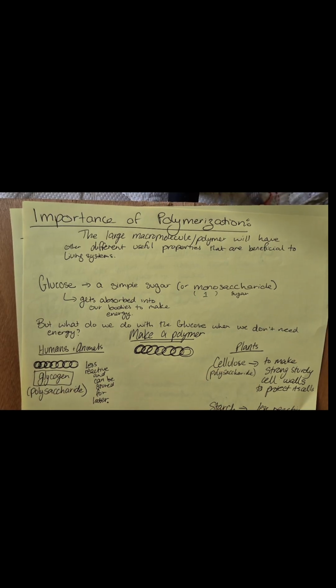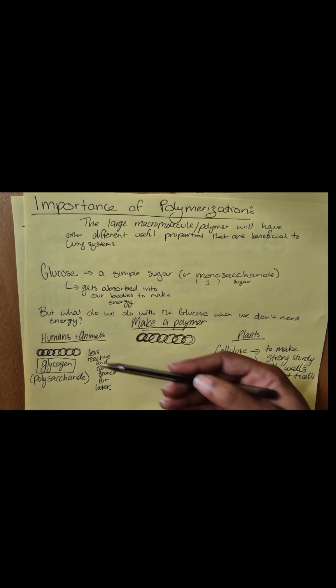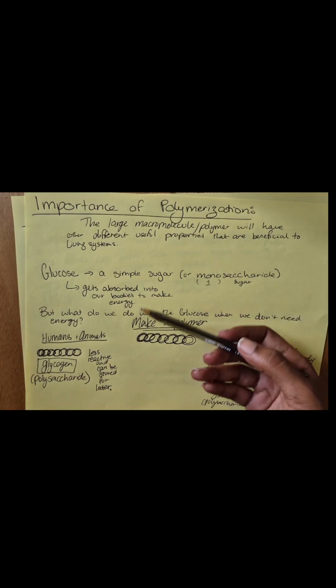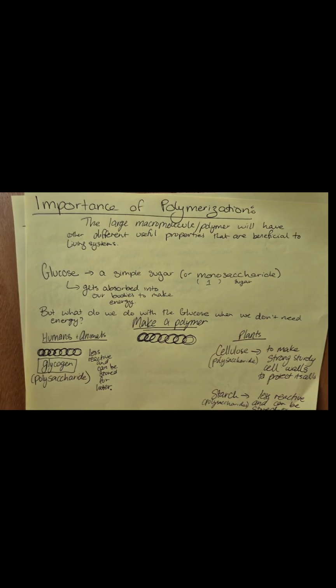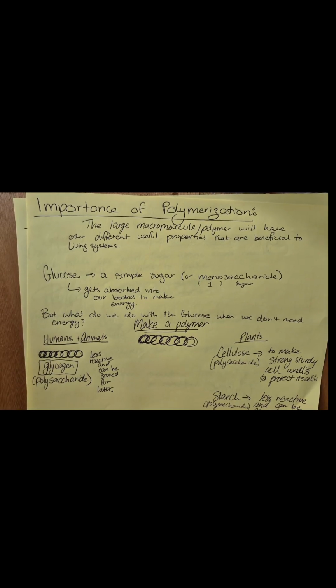Once we link up all these glucose molecules together and we make glycogen, we can store it in our liver for whenever we need it next, because glycogen is less reactive than glucose, and so it can be stored for later. It's not going to do anything. It's just going to stay there, and when we need the glucose for energy, we can take it back out, change it back into glucose, and get our energy.